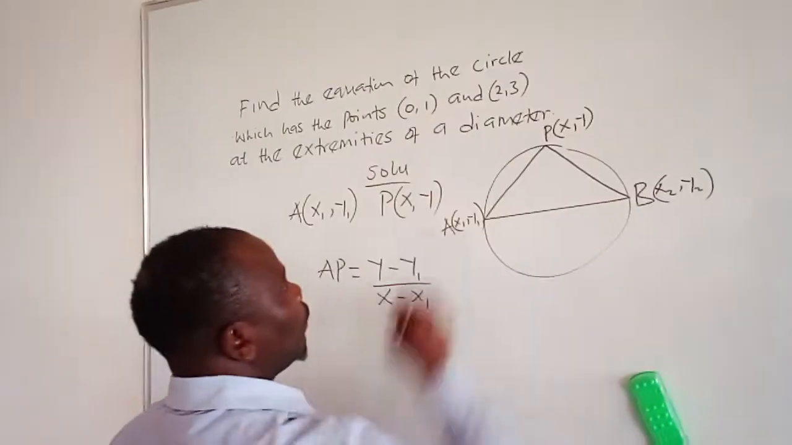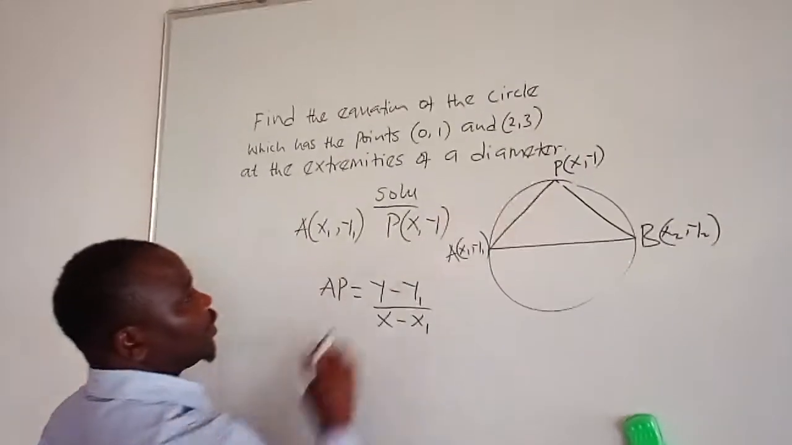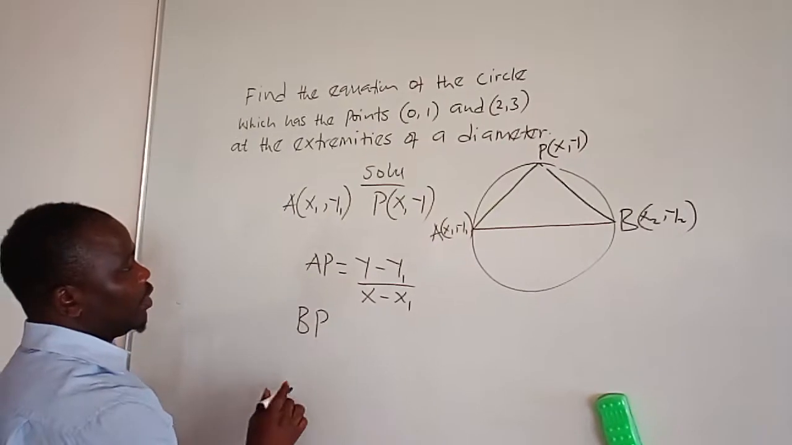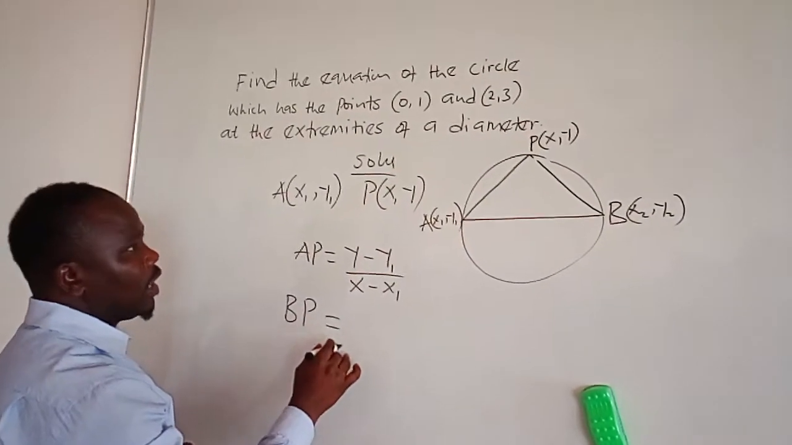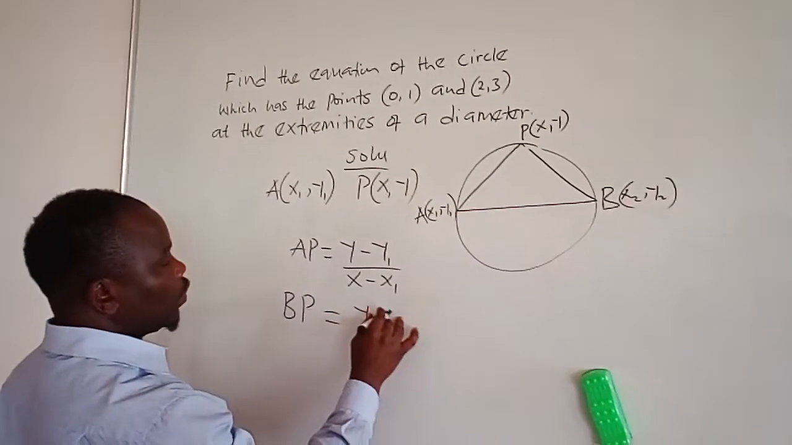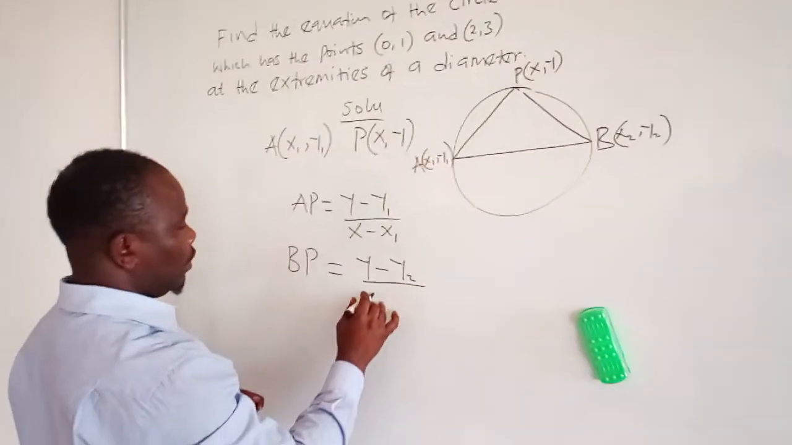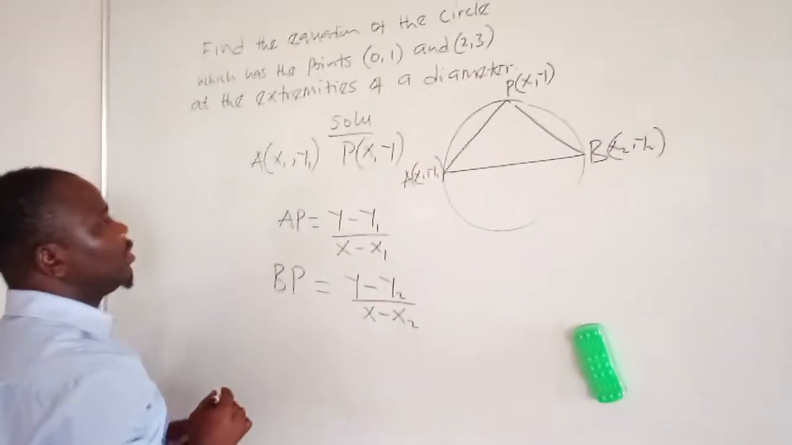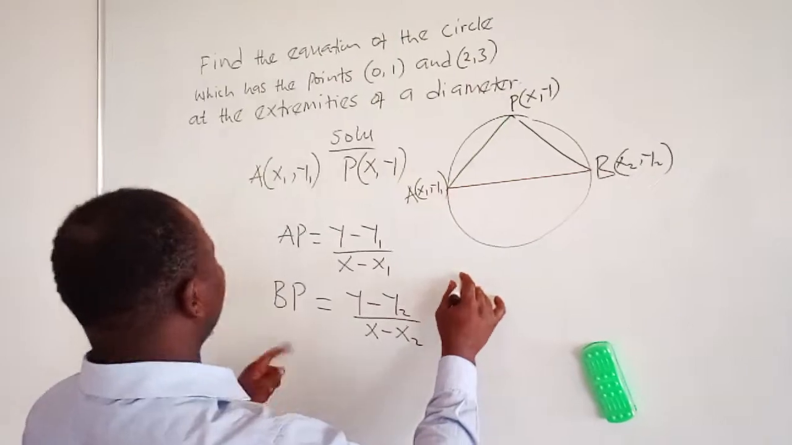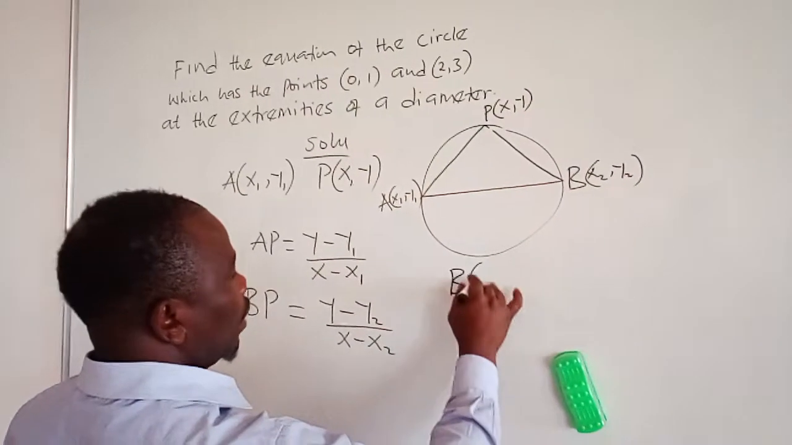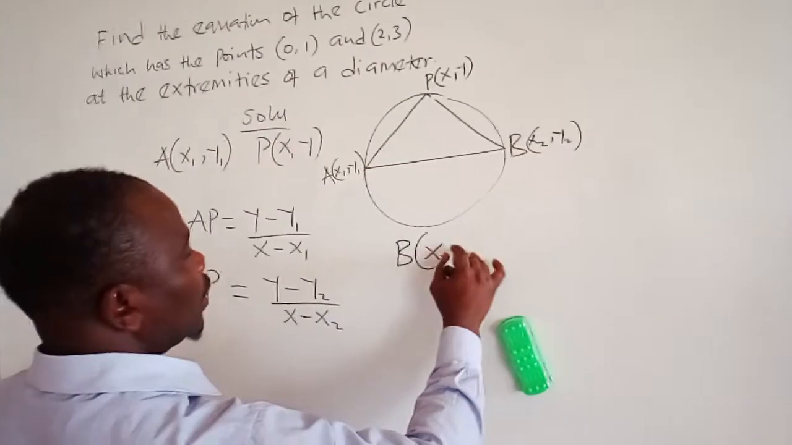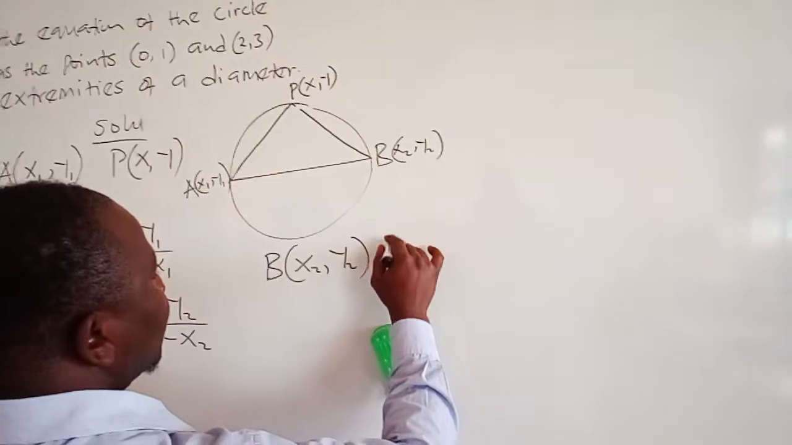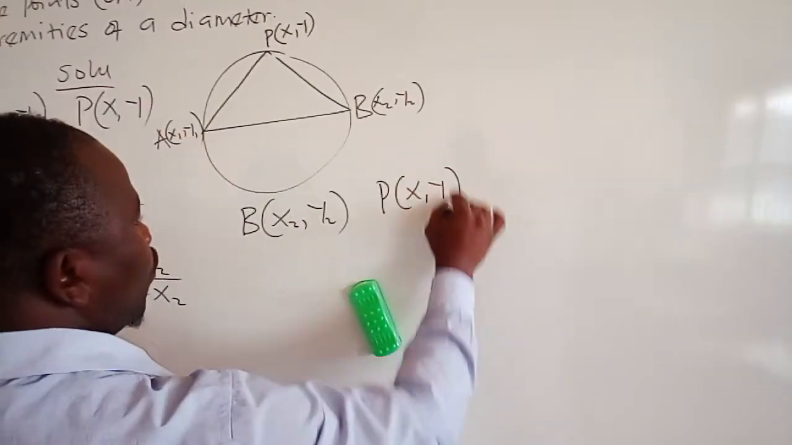Likewise, the slope of BP, or PB, is the same thing as y minus y2 all over x minus x2. Do you agree with me? Our point B is (x2, y2), and point P is (x, y).